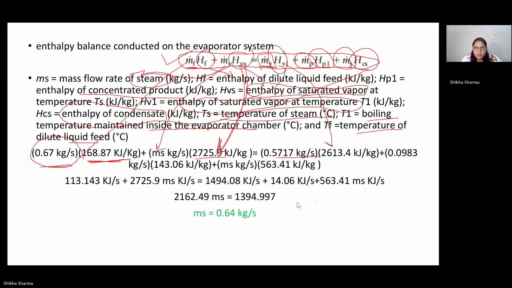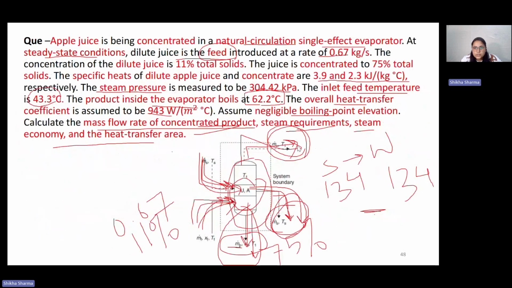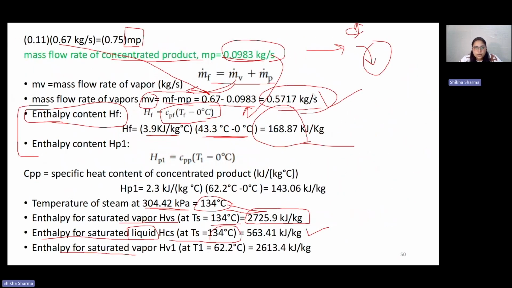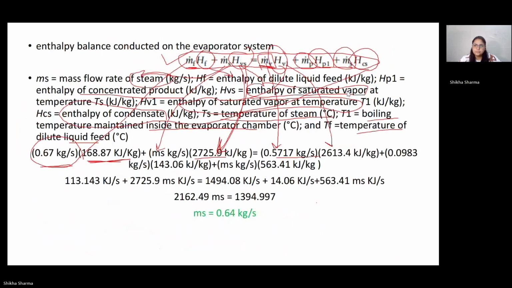Then MV. I'm so sorry, I thought this was MS, but yes, this is MV. MV is the mass flow rate of the vapor which is coming out from above, 0.5717, right? And we now need to multiply it by its enthalpy.